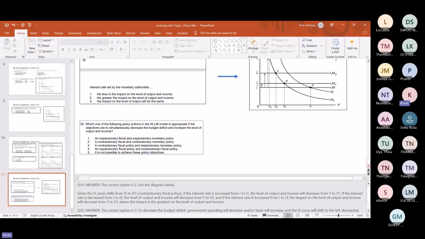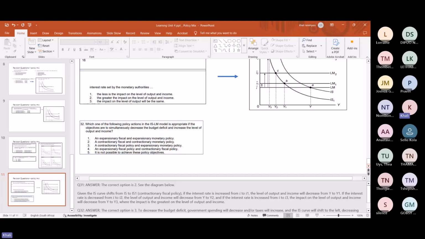So a contractionary fiscal and an expansionary monetary. We know we need to talk about a fiscal policy because it's a reduction in the government deficit, so either a reduction in G or an increase in T. And they also wanted an increase in the level of output, which means we needed a policy that would increase our demand, which is a reduction in interest rates, which is then an expansionary monetary policy.